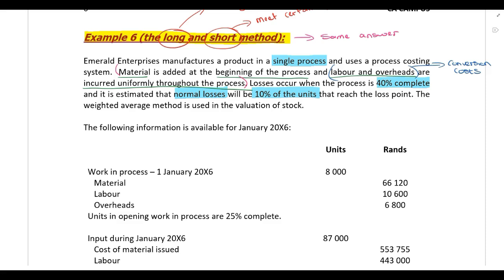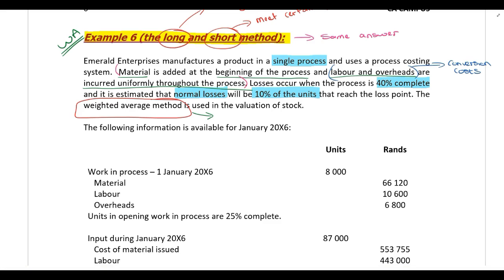In this example also, we are valuing inventory using the weighted average method. Now you'll see in the next example, we'll look at the first in, first out method. Please note between the two examples, here we're using the weighted average method of inventory valuation. In example 7, we are looking at the first in, first out method.